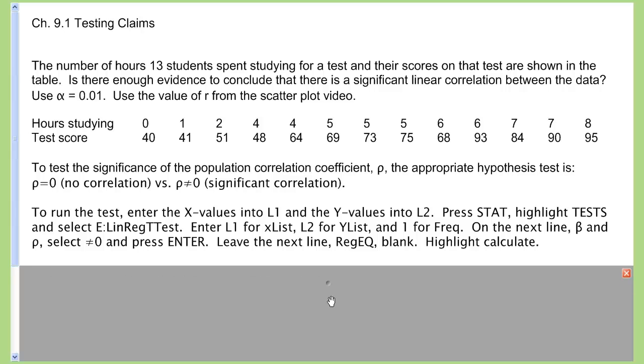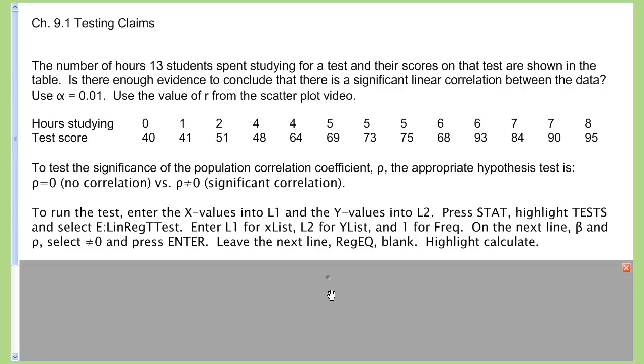On the calculator, you're going to put your X values in L1 and your Y values in L2, and we're going to press STAT like we have hundreds of times, highlight TEST, and go down to choice E. Now it's way down in the calculator, but it's called LinRegTTest. The reason we're doing a t-test is because your n is less than 30. Remember, if it's 30 or greater, you can use the z-test.